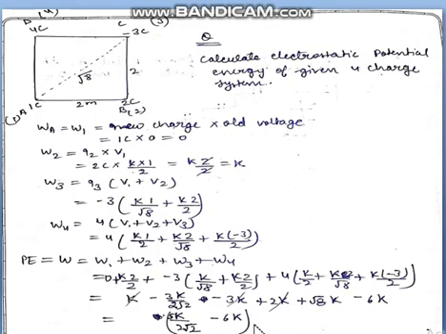Check this answer carefully, and this is the way you have to always calculate the total potential energy of the given system of charges. Calculate the works one by one and add all the works.